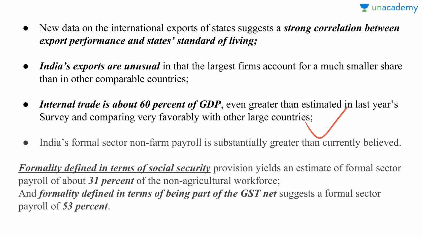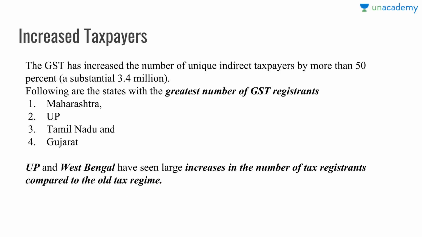These new facts have come to light. Formally, it is defined in terms of social security, and it yields an estimate of the formal sector of about 31% of the non-agricultural workforce. And in terms of being part of the GST, it suggests a formal sector payroll share of 53%. So these are some of the numbers which have come out.